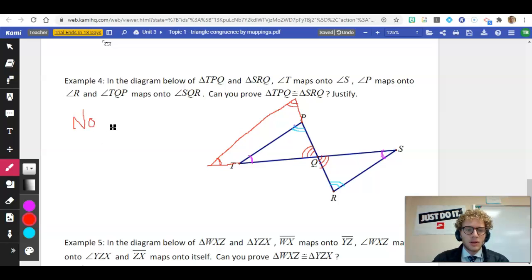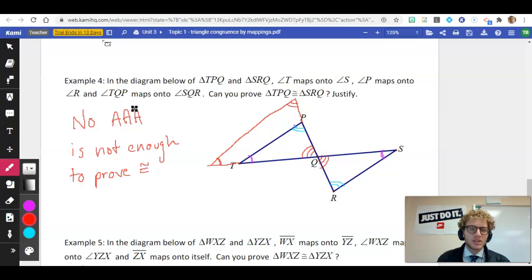No, angle is not enough to prove congruent. So if you want to pause the video and get that written down, that's example 4.